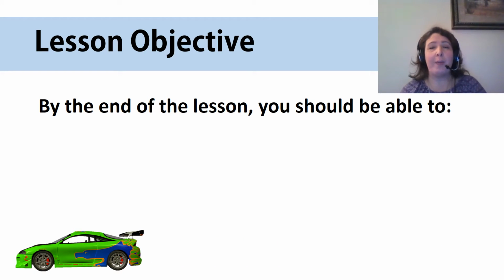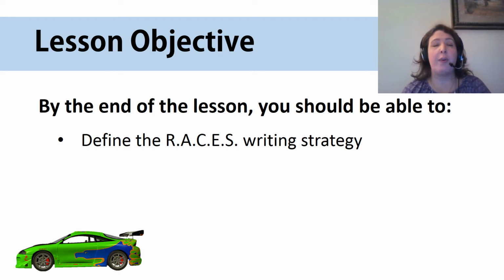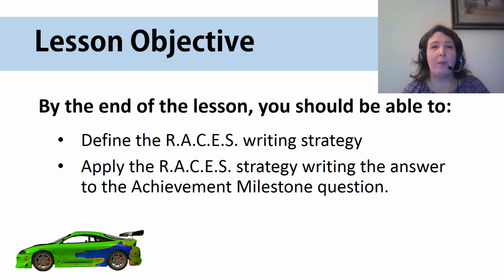So what are we going to be able to do by the end of this lesson? What's our objective, our goal to hit? Two things. First, we wanted to be able to define the RACES strategy. What do all those letters stand for? And then second, we want to apply the RACES strategy to answering our achievement milestone question. So we'll be doing some of the planning together in this lesson.